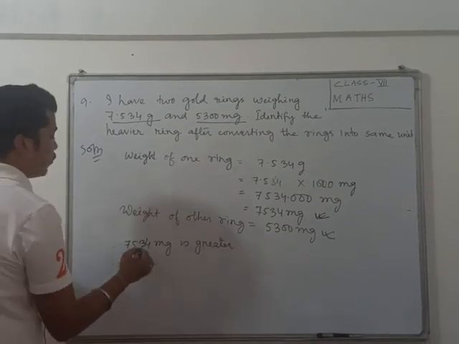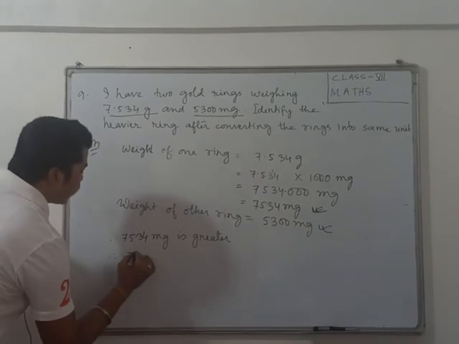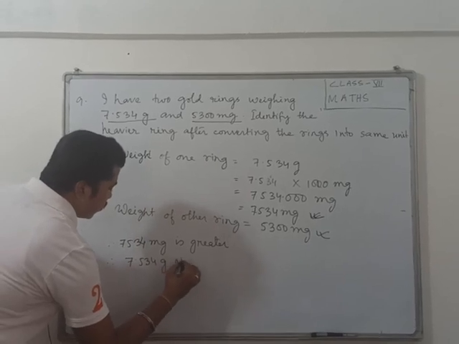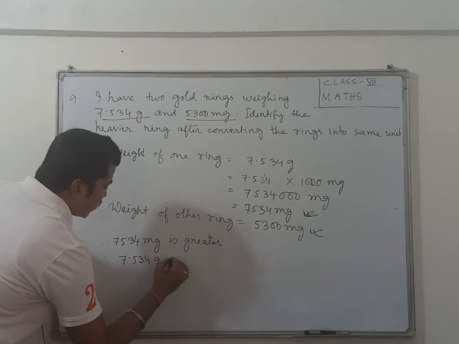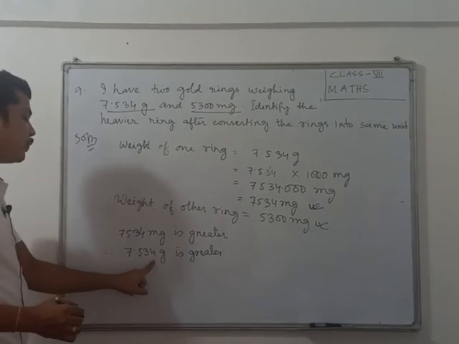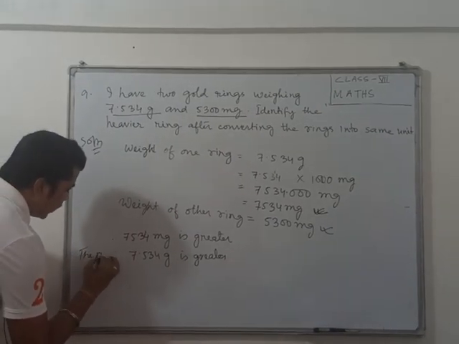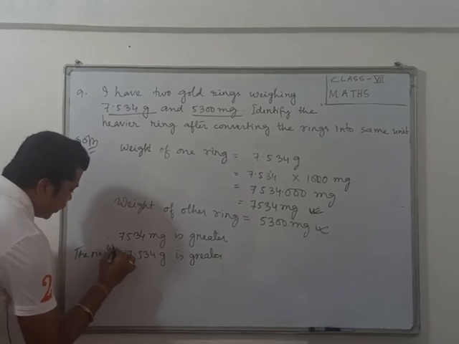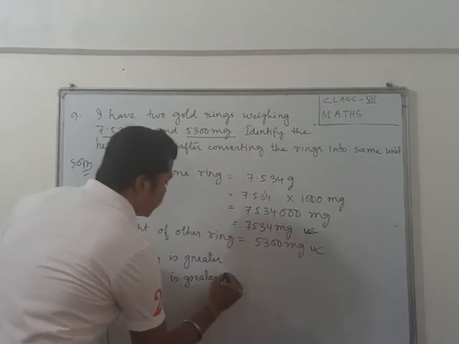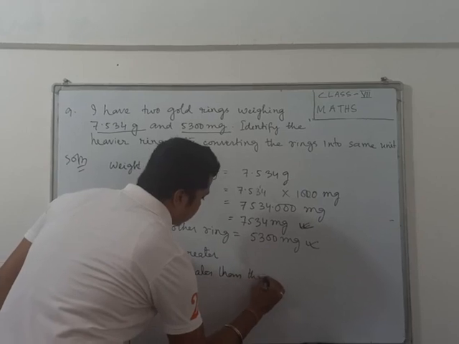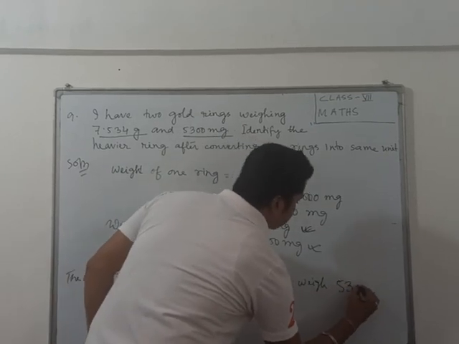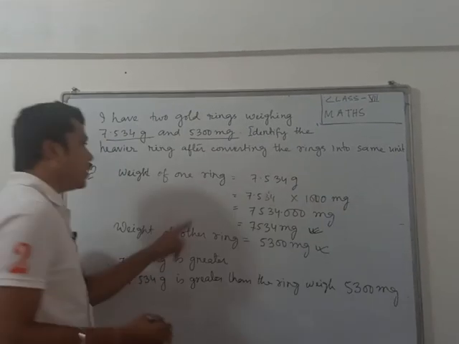Therefore 7.534 gram is greater, or you can write the ring weighs 7.534 gram is greater. You can write the ring weighs 7.534 gram is greater than the ring weighs how much? 5300 milligram.